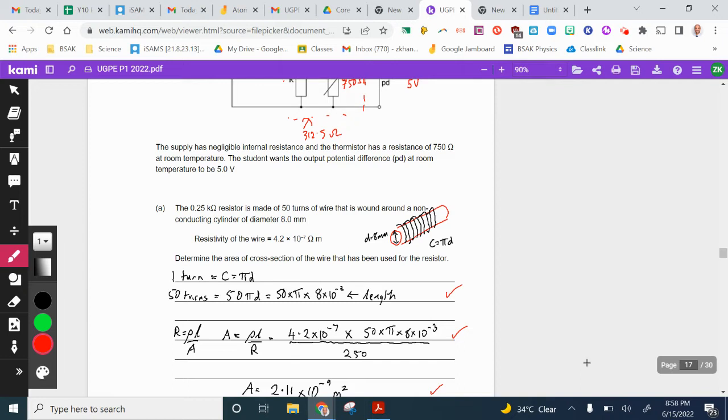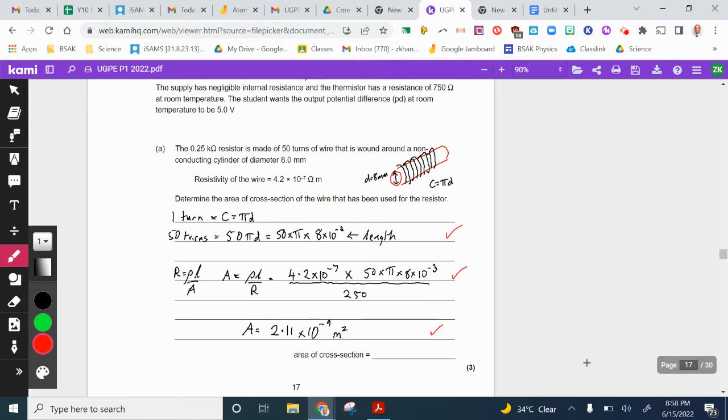We'll have the length of the wire. We'll have the resistivity. And we have the resistance. So therefore, we can work out the cross-section area, put everything in, and that's your second mark, and give you a cross-section area of 2.11 times 10 to the minus 9 meters squared. And that is the cross-section area of the actual wire. So this is the only way to do it.